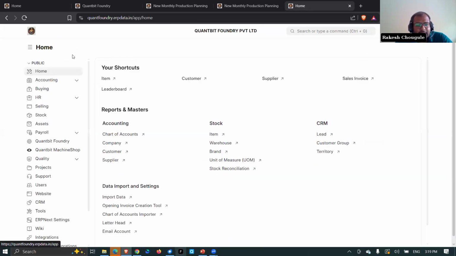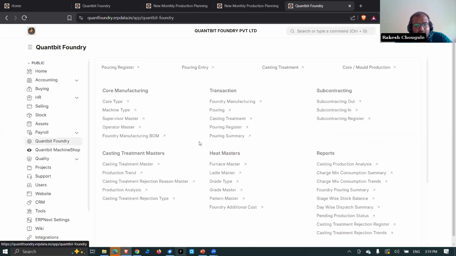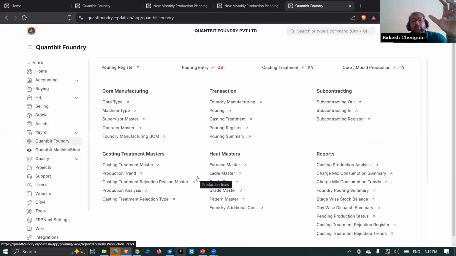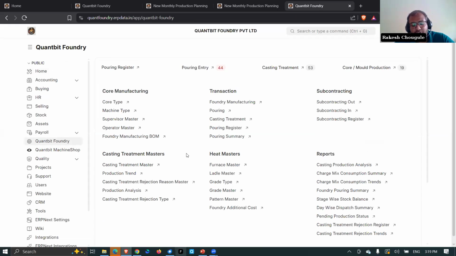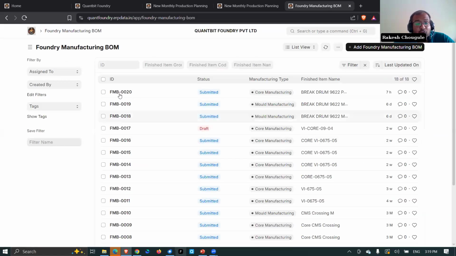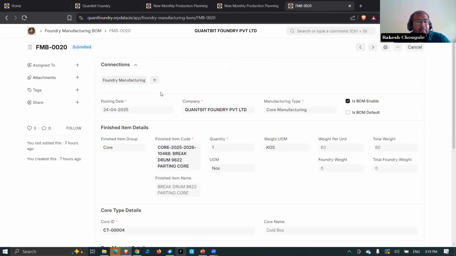Okay. After pattern master, before pouring, we make core production also, and in core production there are certain raw materials which we consume, and that particular core is consumed in the pouring stage. So I will quickly show you the bill of material of the core. Similarly, we configure a bill of material for the core, mold, everything.